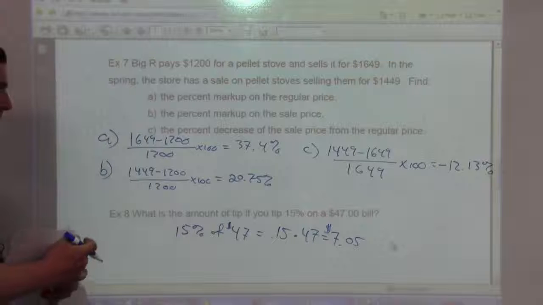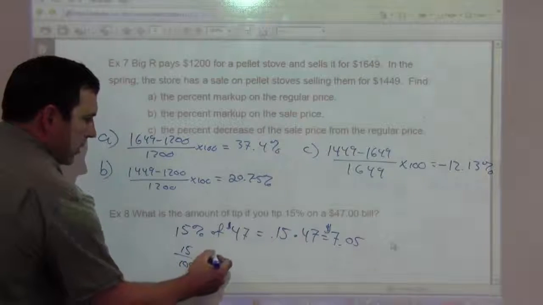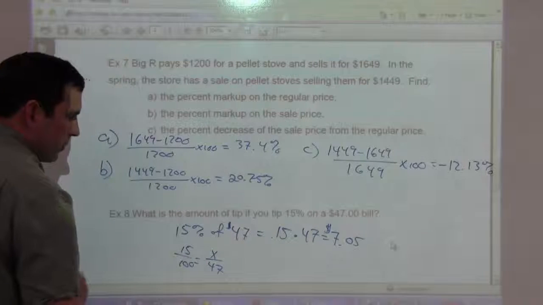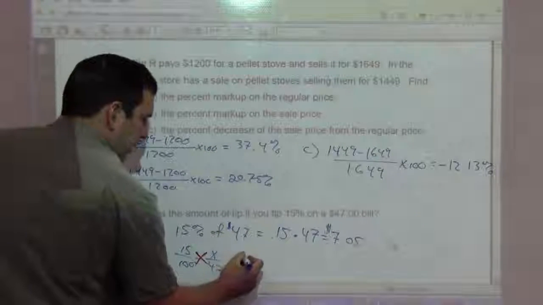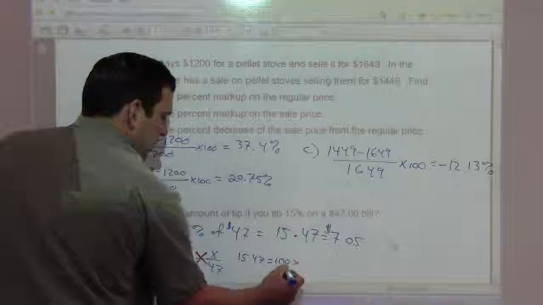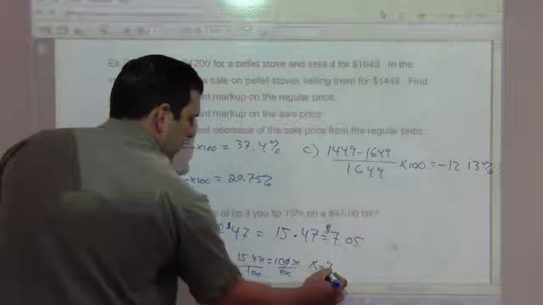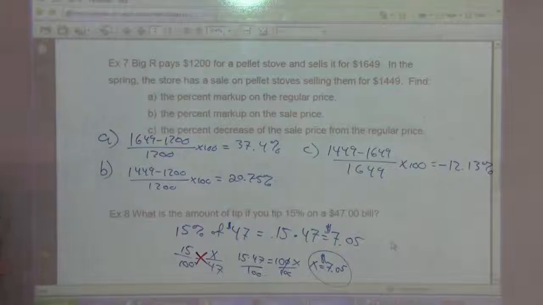Another way to think of this is 15 over 100 equals x over 47. You can do a cross multiplication. So that 15 times 47 equals 100 times x. We divide by 100. X would be 7.05. Okay. Again, feel free to pause that one.